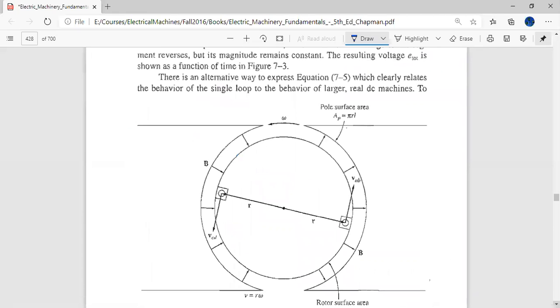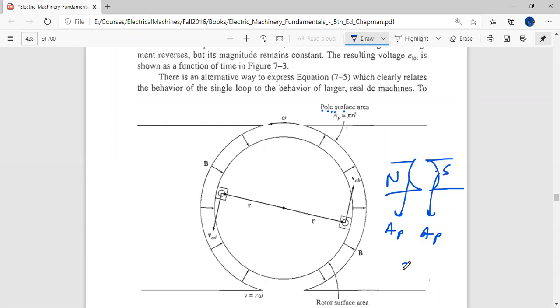Now we can also derive some more generic expression. The same expression, V B L, can be derived into a more specific representation according to the construction of the machine. That construction is that we can consider the pole surface area. We have two poles in the machine, one is the north pole, one is the south pole. We want to consider this area and this area, which is the area of the pole. If you can see this, this is the surface area of half a cylinder. And what is this surface area of a cylinder?